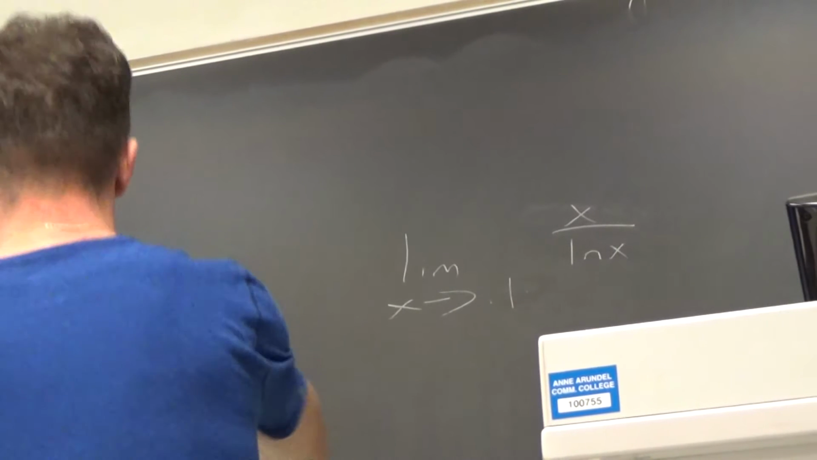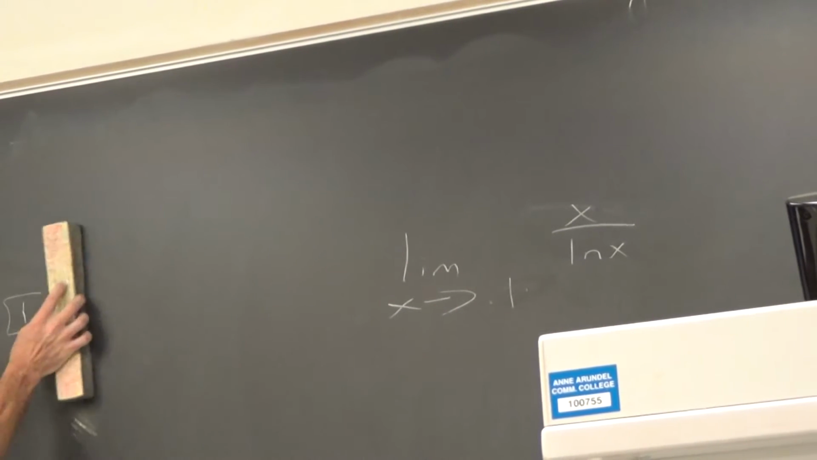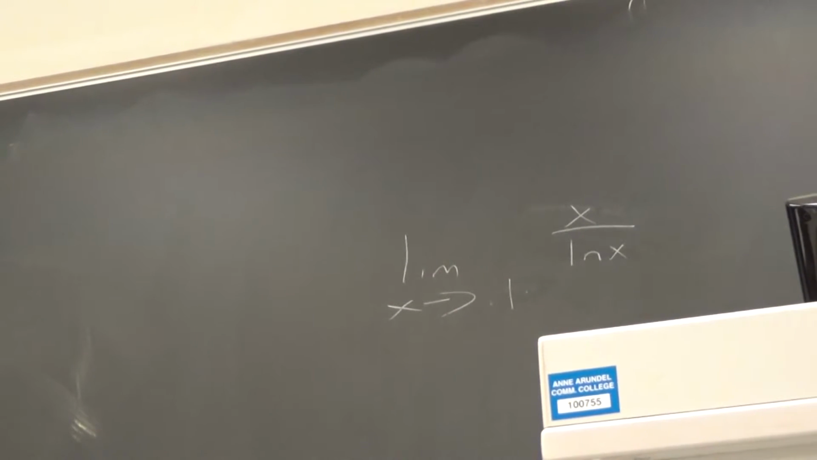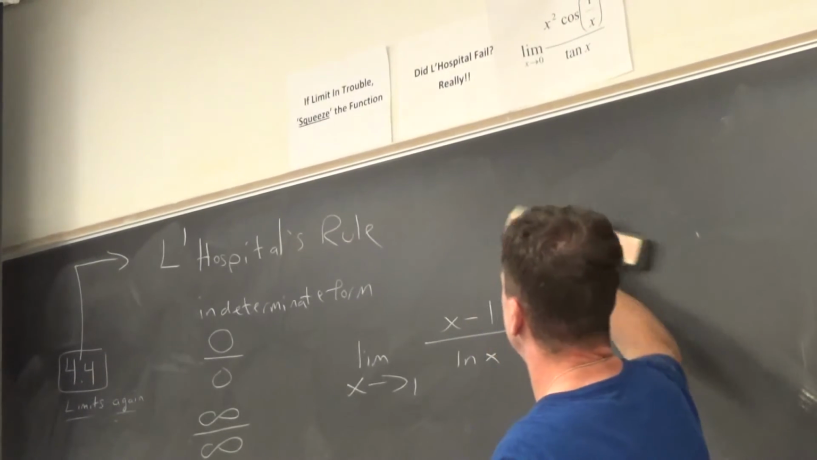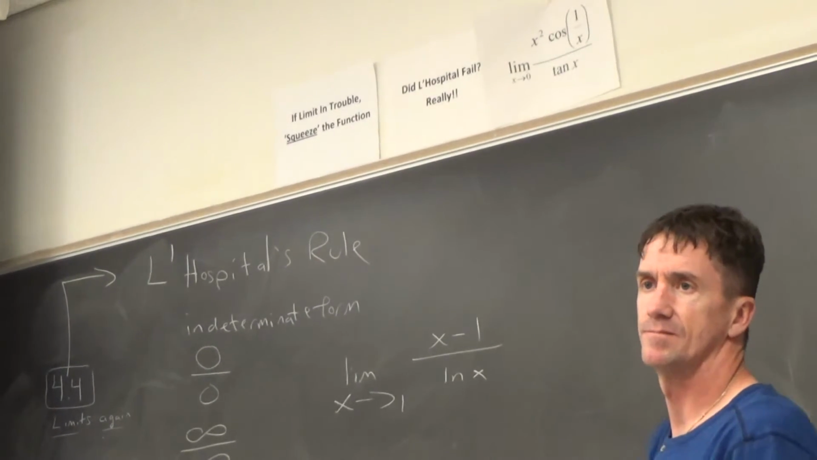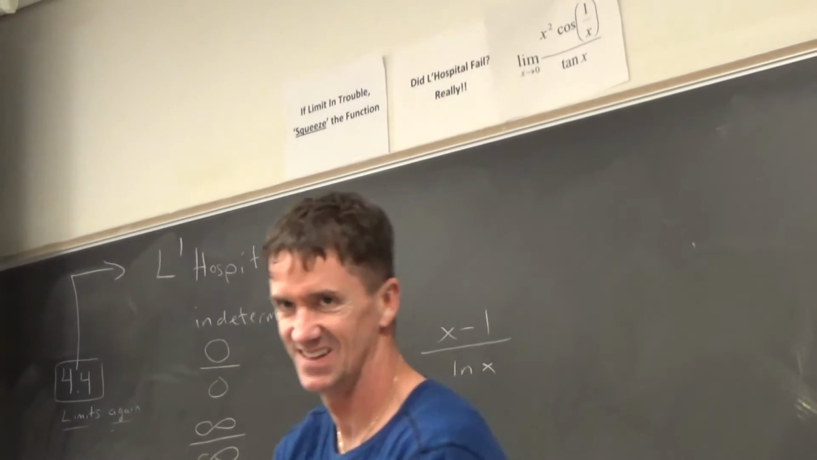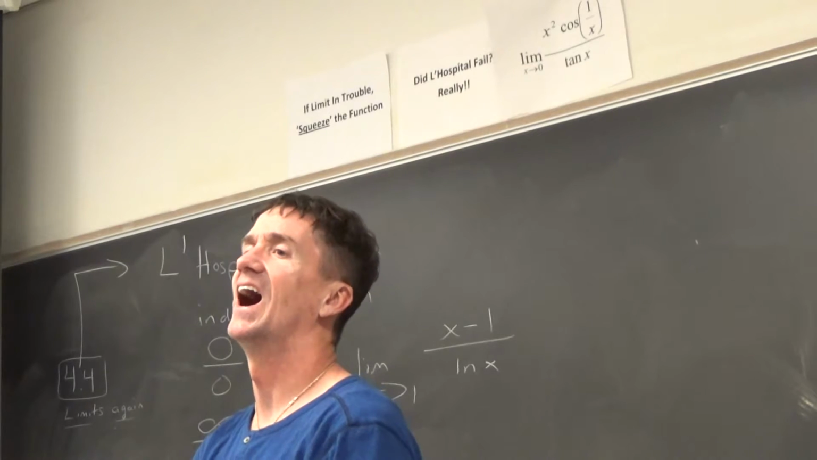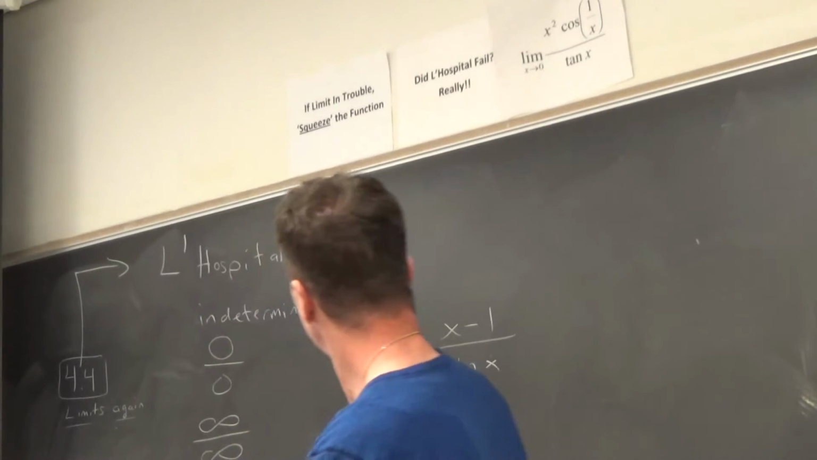But I could make up one. It's easy to make one up. Try this one. Okay, there you go. I made this one up. That's 0 over 0. Aha, everyone, substitute the 1 in there.